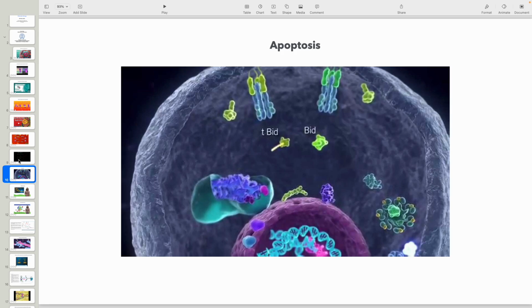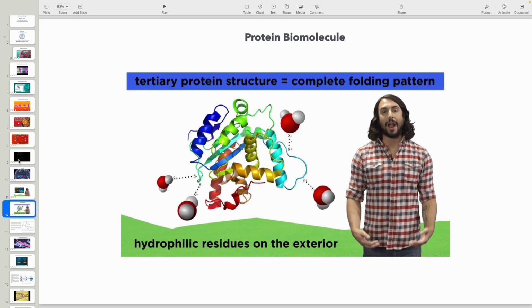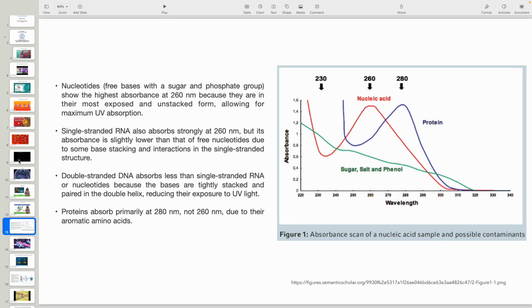Ma'am, another one. Okay, so the next video was on DNA as a biomolecule, then protein as a biomolecule, then the absorption at which the protein and nucleic acid show absorption. The nucleic acids show absorption at 260 nanometer, while proteins show it at 280 nanometer.